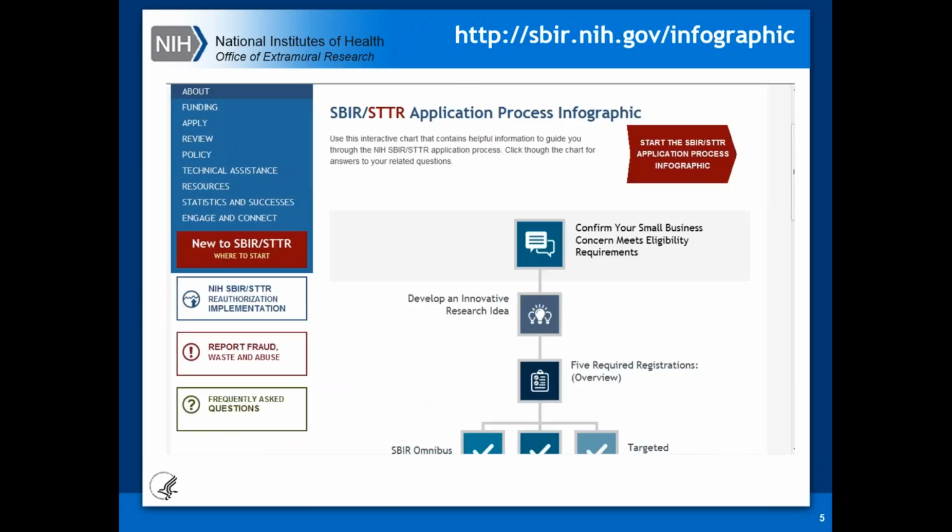A very useful piece of information we have on our website is this SBIR STTR application process infographic. Basically, it distills down the process from coming up with your idea to actually applying to the program. So it establishes a roadmap as to how you can go through this and what things you need to consider.